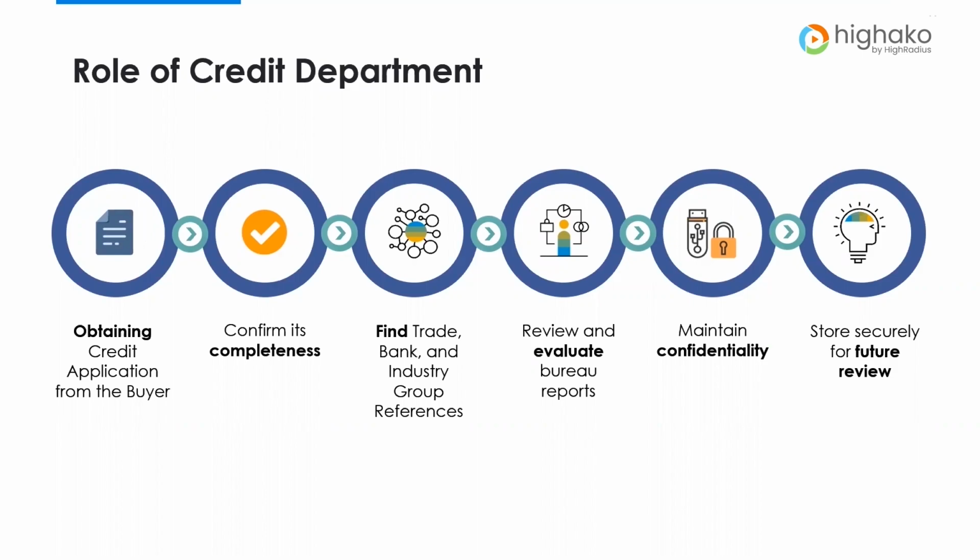Once you've done that, then you will go to the bank and trade references that you've asked for on that credit application and confirm what their experience is and that it's in line with what you're looking for to approve a credit request. And then you order bureau reports in some form, and companies do this, it depends on which bureaus you might want to contract with or buy on a one-off basis.